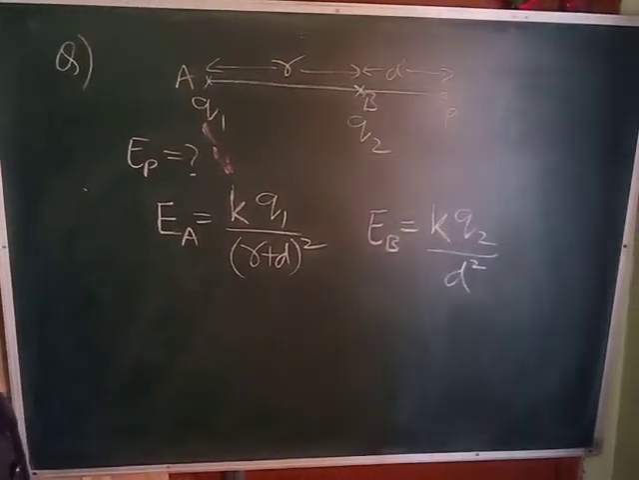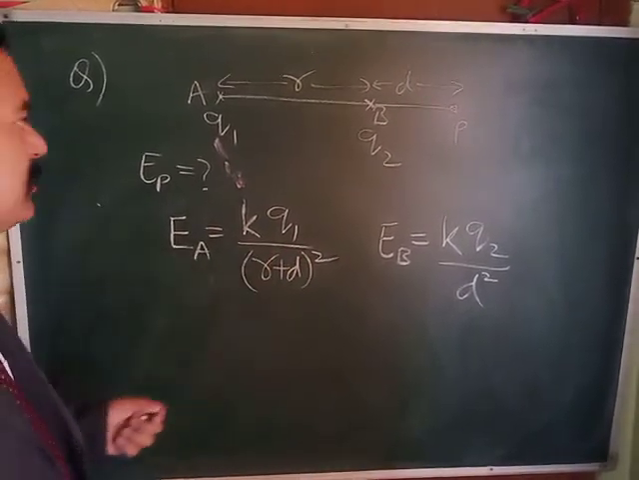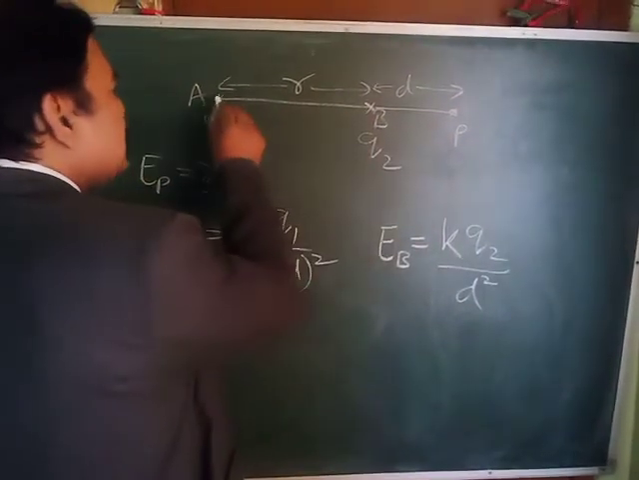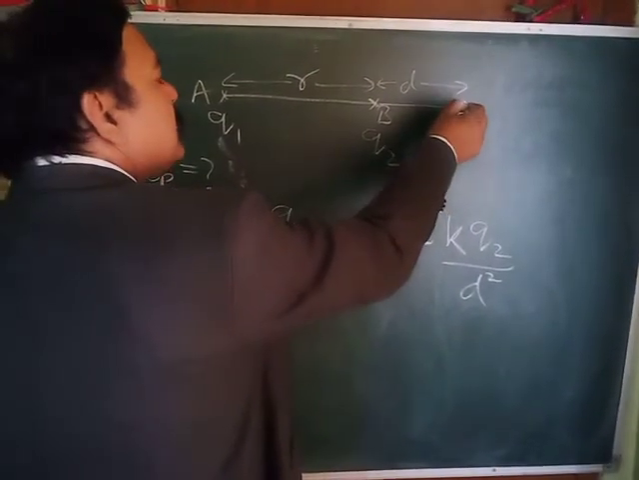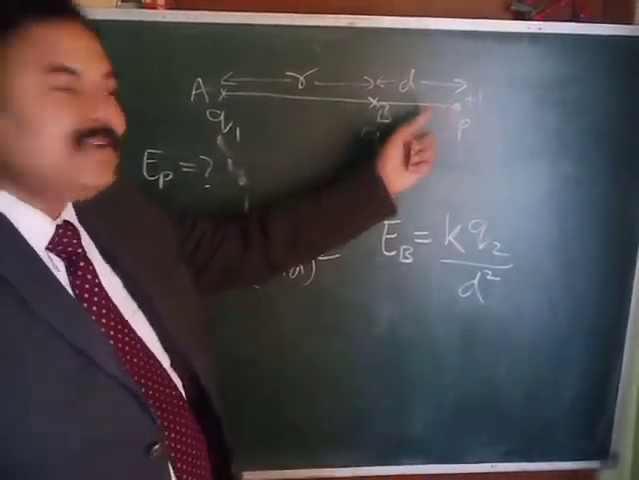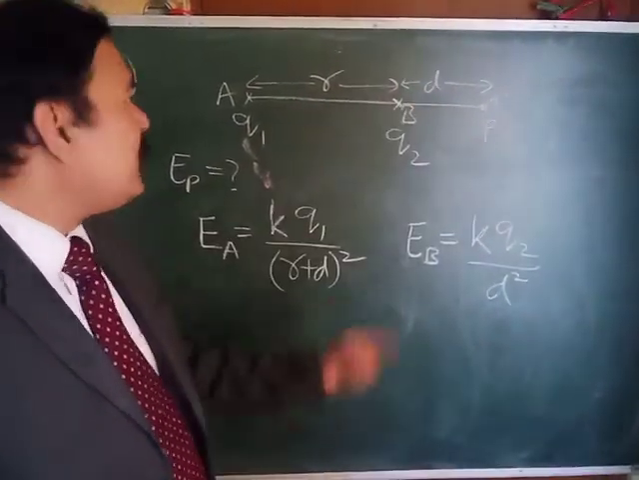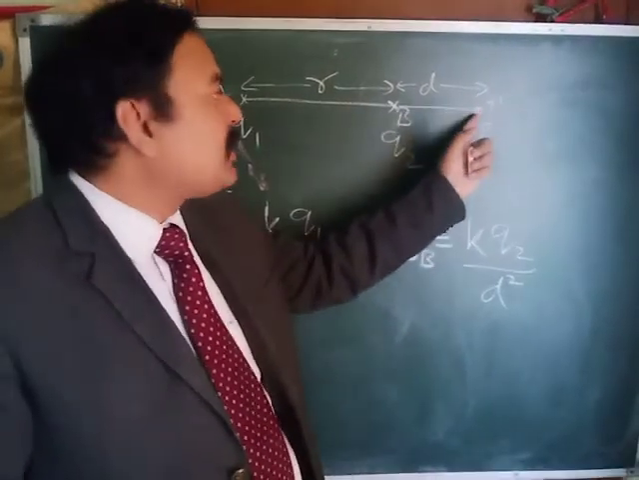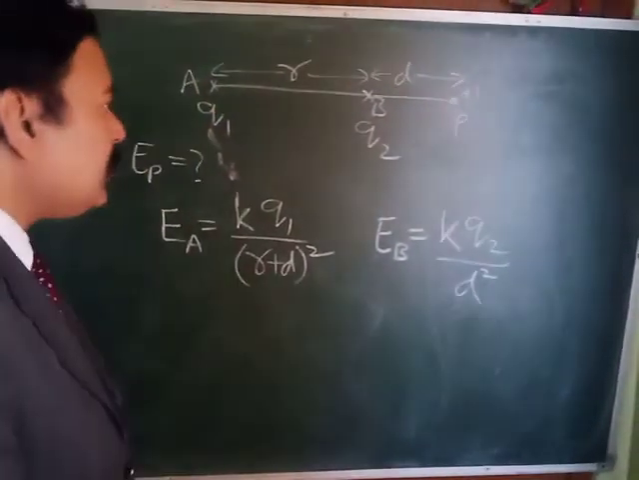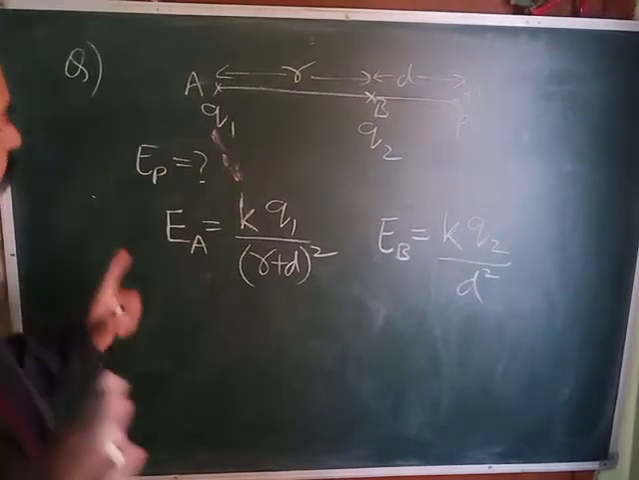The direction of the electric field is determined by the force experienced by a unit positive charge. Suppose you keep a unit positive charge here; we have to see in which direction Q1 applies force on it. If Q1 is negative, it will attract, so the electric field will be in this direction. If it is positive, it will repel, so the electric field will be directed away. So we need to know the signs of these charges.